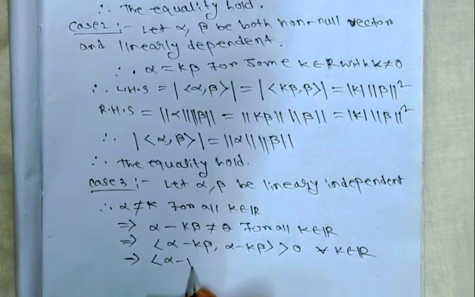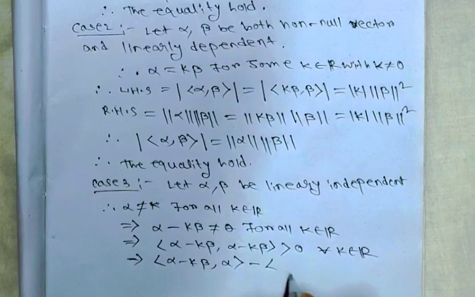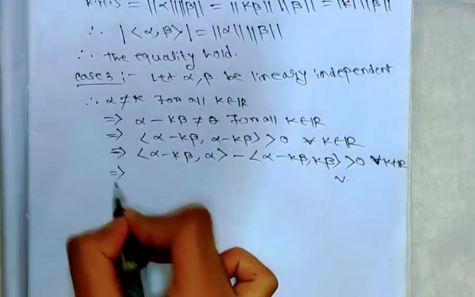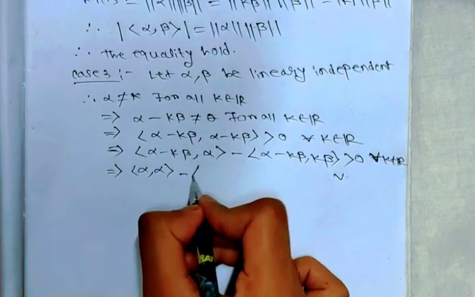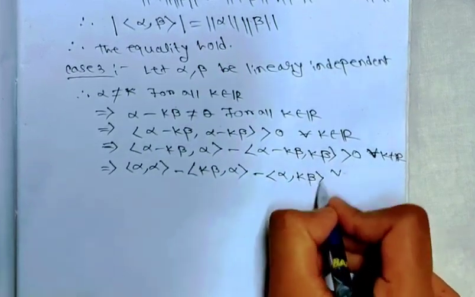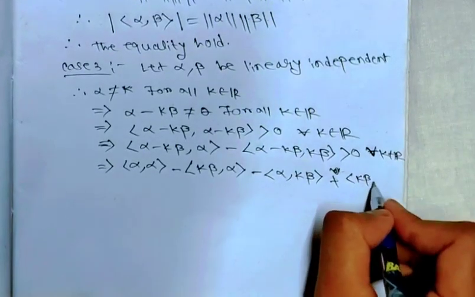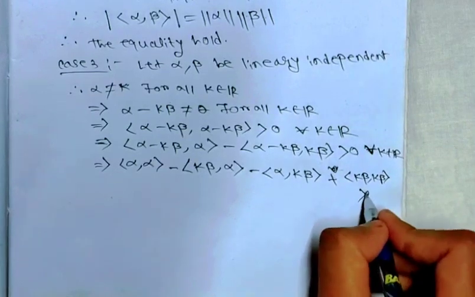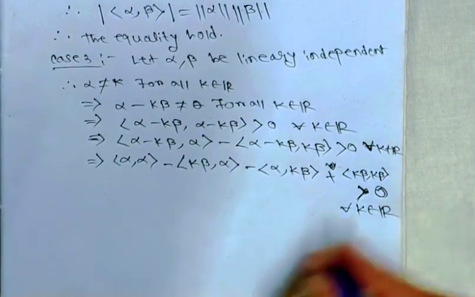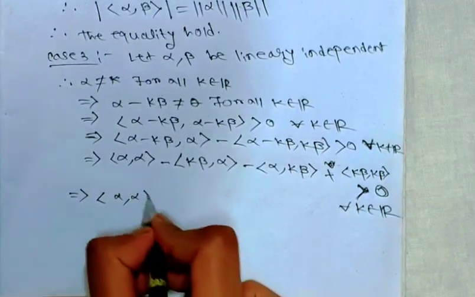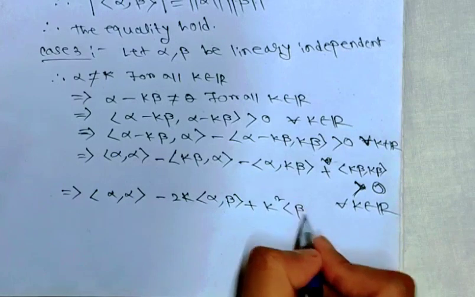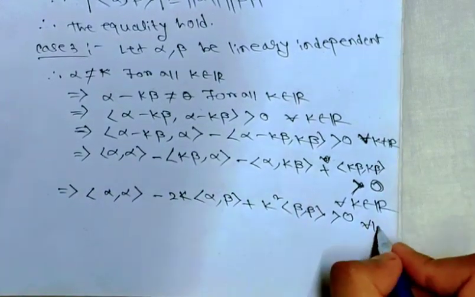That implies the inner product of alpha minus k beta, alpha minus the inner product of alpha minus k beta, k beta is greater than 0 for all k belonging to the real numbers. This implies the inner product of alpha, alpha minus the inner product of k beta, alpha minus the inner product of alpha, k beta plus the inner product of k beta, k beta is greater than 0 for all k belonging to the real numbers. That implies the inner product of alpha, alpha minus 2k inner product of alpha, beta plus k square inner product of beta, beta is greater than 0 for all k belonging to the real numbers.